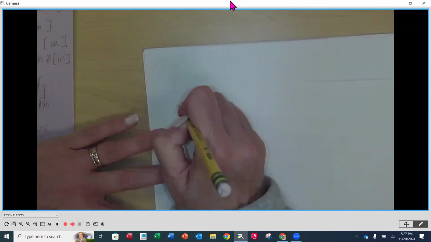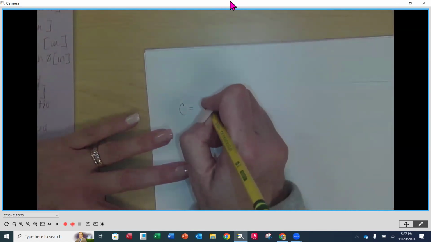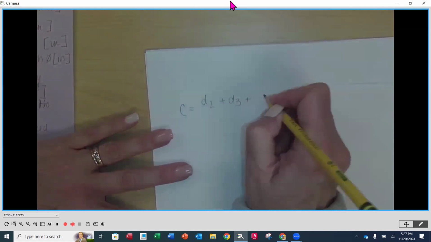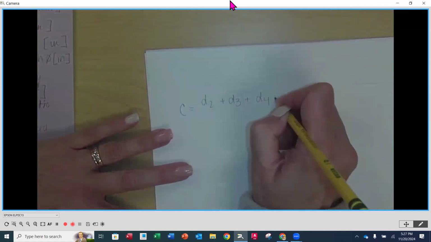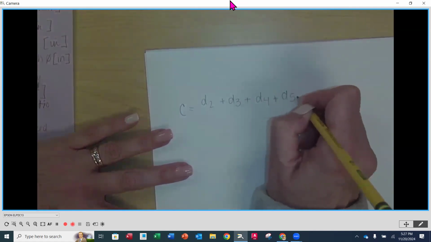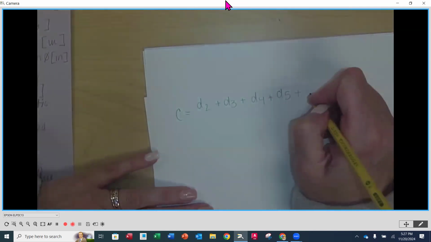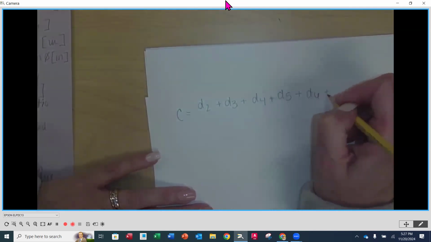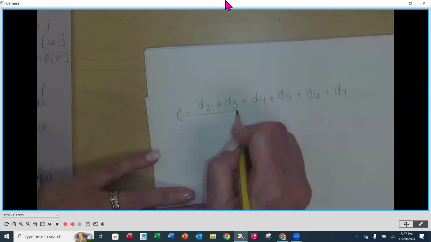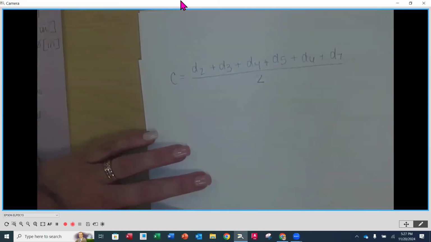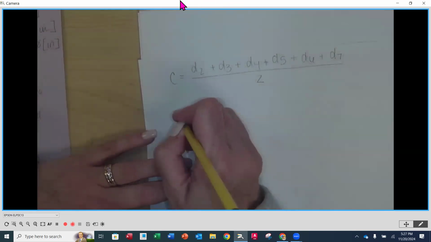So on the next page, I'm going to have C is equal to the diameter of 2 plus diameter of 3 plus diameter of 4 plus diameter of 5, diameter of 6, D6 plus D7. And after we add them all together, we're going to divide by 2, and that's going to be my center distance. Okay, it's the radius of each one. So let's put our values in.